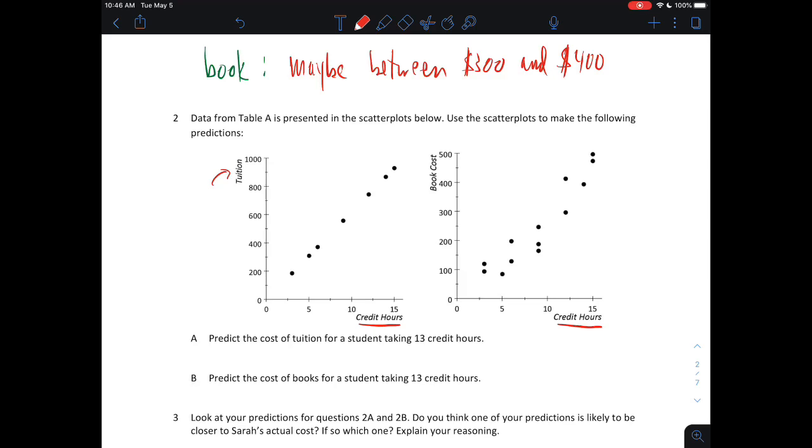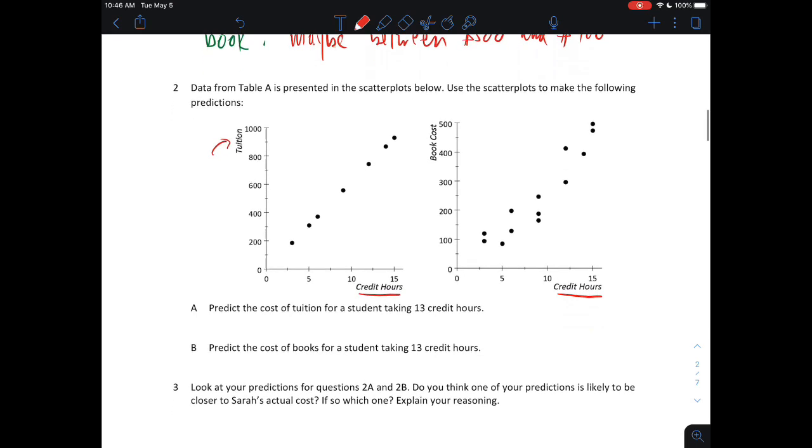So number 2, part A, predict the cost of tuition for a student taking 13 credit hours. So to do this, we need to use the graph on the left. If we think of how we could do that estimation, we could find 13 credit hours. Well, if there's 10 credit hours and 15 credit hours, then 13 would be somewhere in between, but closer to 15, so we could say maybe 13 is there, and we could follow that up.